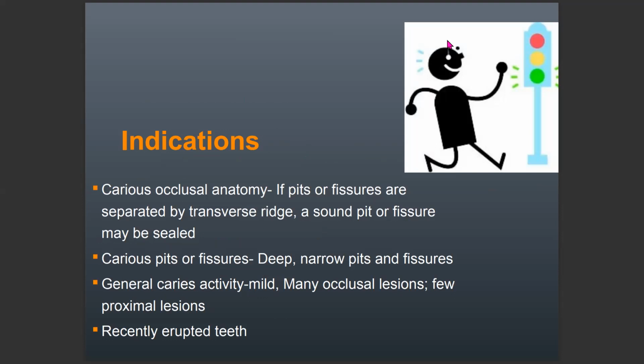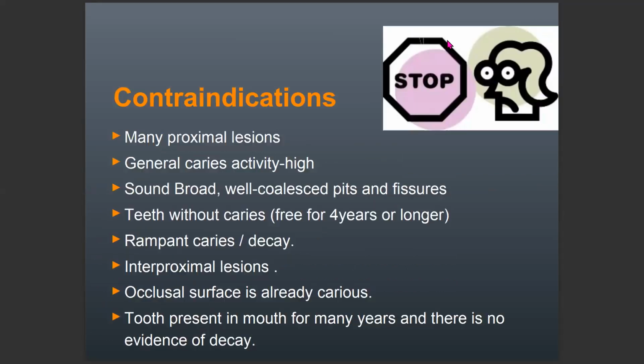If pits and fissures are separated by a transverse ridge, a sound pit or fissure may be sealed. Carious pits or fissures, deep, narrow pits and fissures should be sealed. General caries activity: mild, many occlusal lesions, a few proximal lesions. Recently erupted teeth are also more susceptible.